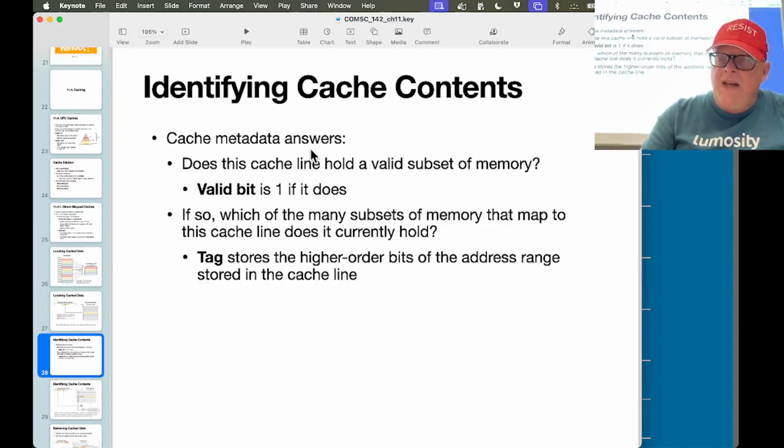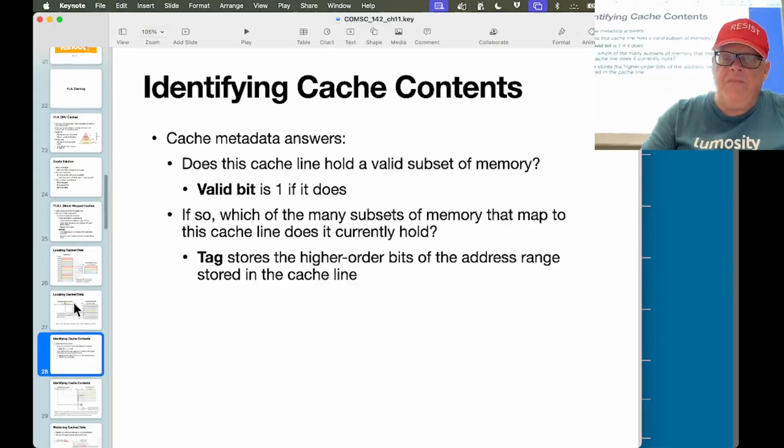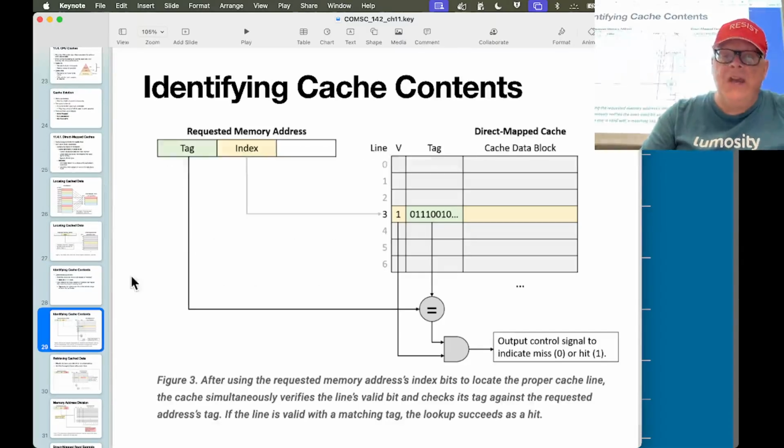So now you have metadata that says, does it hold a valid subset of memory? If so, which memory does it hold? It's going to have the high order bits as the tag, so you can reconstruct the actual address. So you take the high order bits as the tag, and the tag is stored here. This V bit stores whether it's valid, says it is valid, and therefore here's that block of data, starting at that address, and then following with this index, and then containing the data after that.